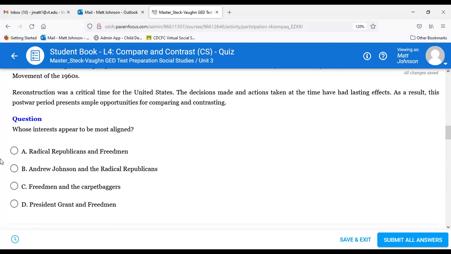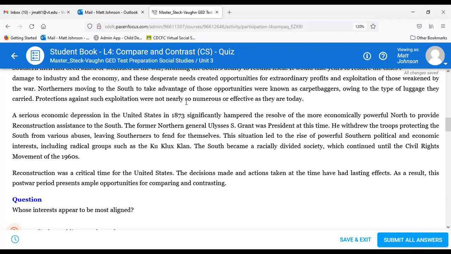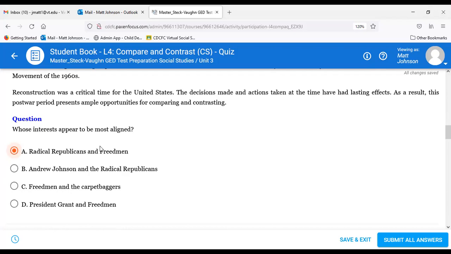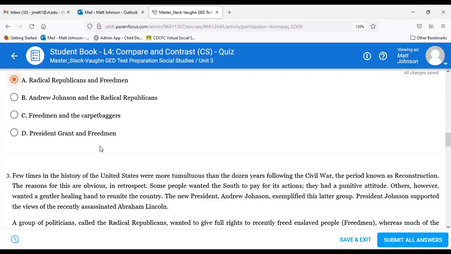So I'll go ahead and read the question too here. Whose interests appear to be most aligned? A, radical Republicans and freedmen, B, Andrew Johnson and the radical Republicans, C, freedmen and the carpetbaggers, or D, President Grant and freedmen? Is it A? Yes, A, radical Republicans and freedmen. The radical Republicans are trying to help out the recently freed slave population. So, of course, their ideas align a little closer there.